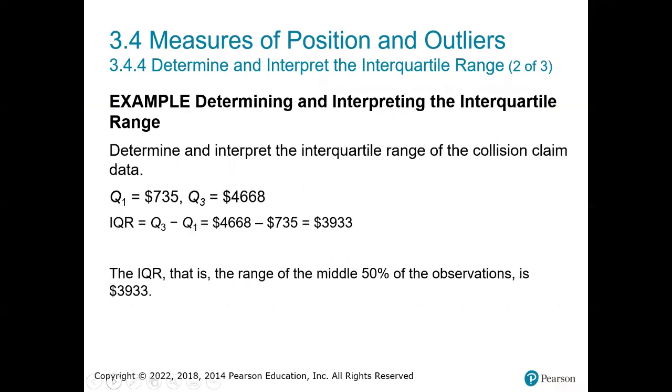So if I were to use that collision claims data, my Q1 was 735. My Q3 was 4,668. So I could subtract those two values and find there's a difference of $3,933. So the range, the spread of the middle 50% is 3,933.